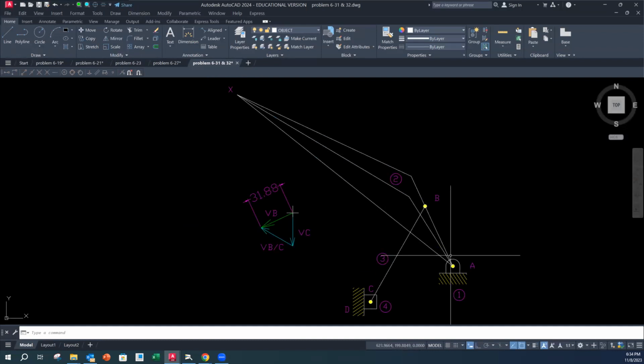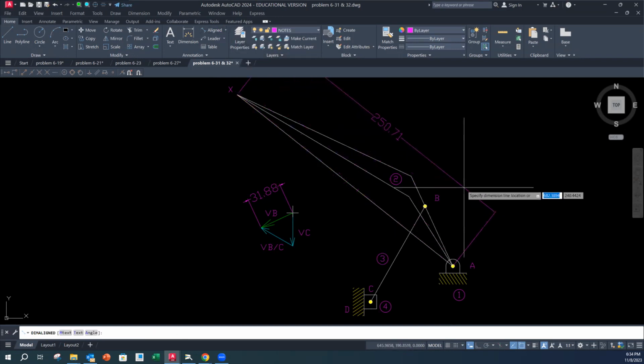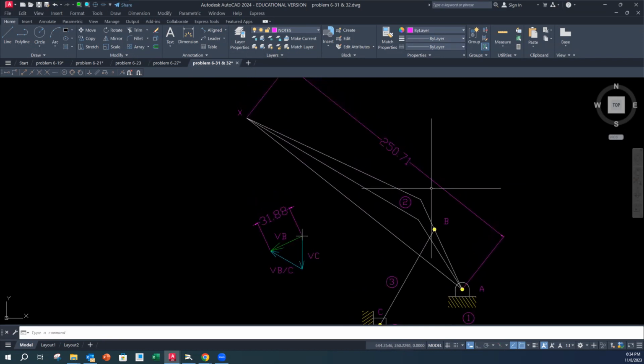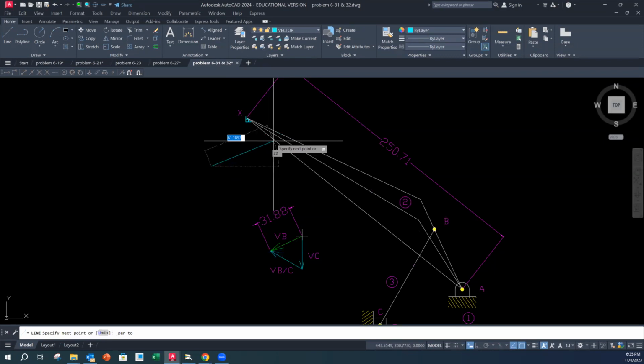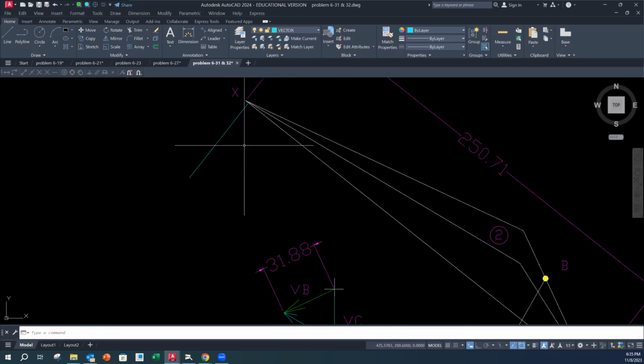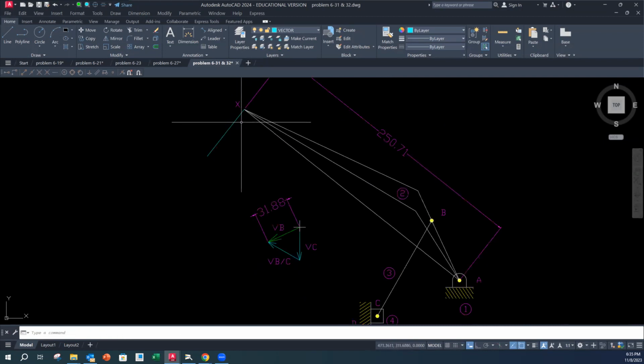I also need to know how long it is for my calculation. So I'm going to go to my notes, align dimension from here to here, and pull this out over here. It's 250.71 millimeters. And then the direction of my velocity, although I don't necessarily need to know its angle, my vector would be direction-wise a line perpendicular to that. Now I'm going to put this on its endpoint because we're going to label it and draw it to scale.